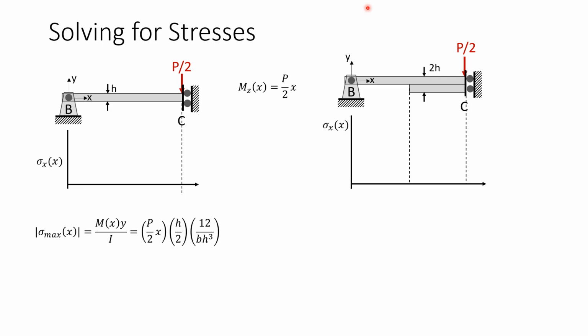At both the top and bottom of the beam, the distance from the neutral plane is half the thickness of the beam, giving h/2. We can also sub in our equation for 1 over the second area moment and simplify to give a final equation that's linear in x, indicating that the largest flexural stress at any location is at the middle of the beam. Lastly, we can sub in x equals L/2 to find this value of the maximum flexural stress.